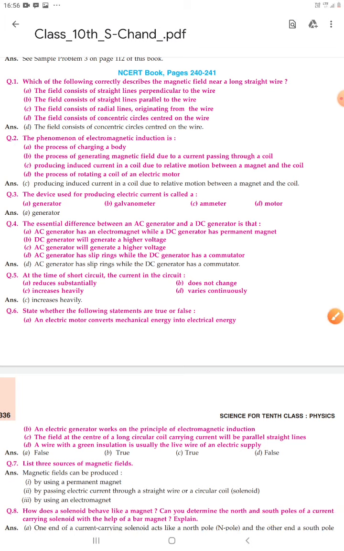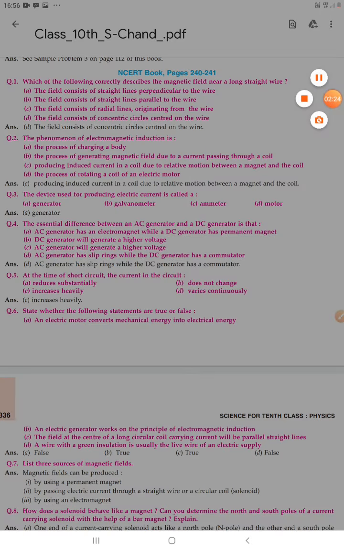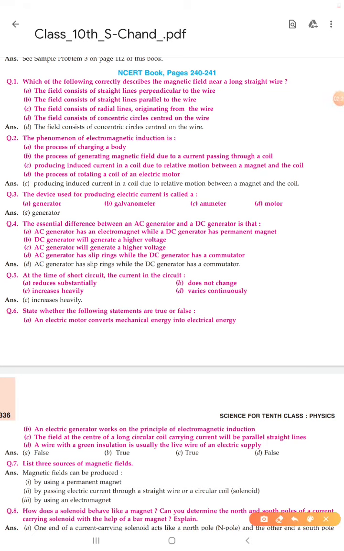Number 3, the device used for producing electric current is called. We know that an electric generator can produce electric current. An electric generator is a device which converts mechanical energy into electrical energy. So the most suitable answer is generator. A galvanometer detects electric current, an ammeter measures an electric current, and a motor converts electrical energy into mechanical energy. So the answer of this question is generator.